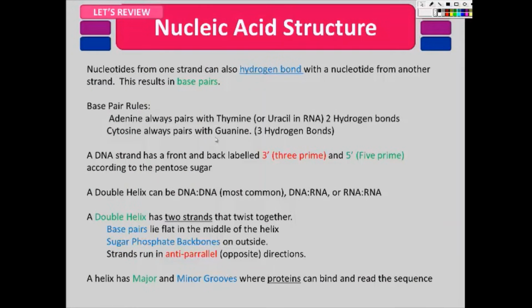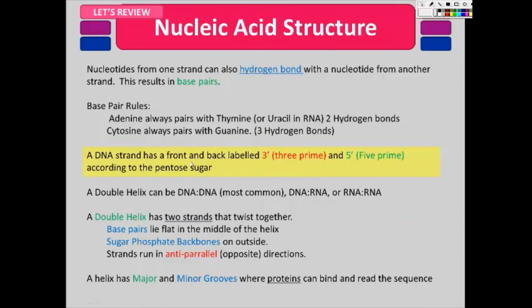Now that we've learned more about the double helix and nucleic acid structure, let's review what we have learned. First, nucleotides from one strand can also hydrogen bond with a nucleotide from another strand. This results in base pairs. Base pairing is determined by a set of rules. Adenine always pairs with thymine, or in RNA it pairs with uracil, and together they form two hydrogen bonds between the bases. Cytosine always pairs with guanine, and they form three hydrogen bonds between the bases.